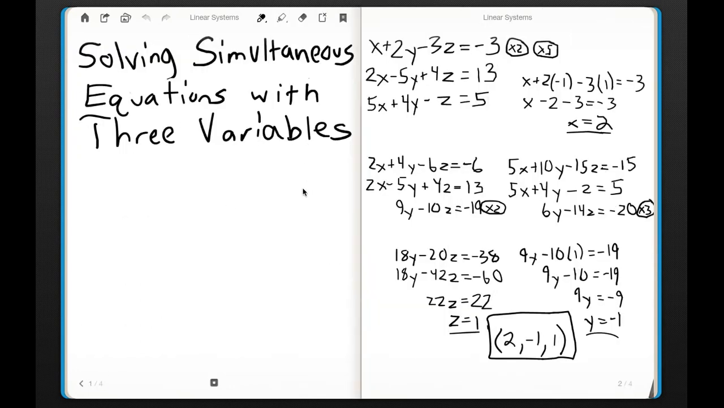Okay, we're going to stop there, but we are not done with simultaneous equations in three variables. Next time we're going to see what happens when we have infinite solutions, because there are ways to sort of half solve that, and it's actually pretty interesting.